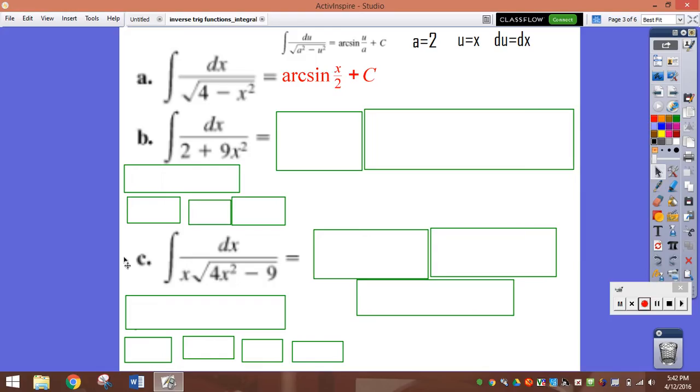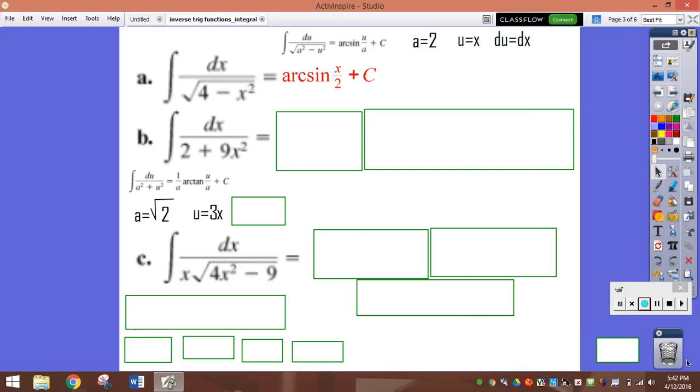Now the next two are going to be a little more involved. You've got some chain rule and things like that thrown in there. So b is an arctangent because there's no square root on the bottom. And so we're going to find a and u the same way. Take the square root of the 2. Well, that's an irrational number, so I'm just going to write it as the square root of 2. They don't have to be perfect squares. And then u squared would be the derivative, or excuse me, the square root of 9x squared, which is 3x. So my u value is 3x.